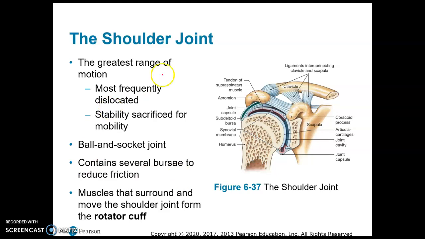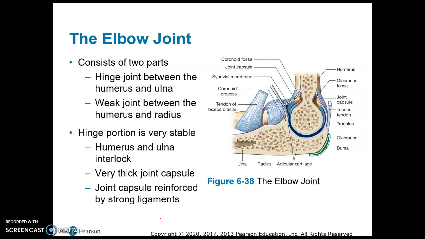The shoulder joint has the greatest range of motion of any joint. But with the greater range of motion, the sacrifice is stability. So you have a lot more dislocations at the shoulder joint. It is a ball and socket joint. It has several bursae to reduce friction, and the muscles that surround and move the shoulder joint form the rotator cuff, which in Chapter 7, you'll have to know the muscles that form the rotator cuff. The elbow joint is a hinge joint.